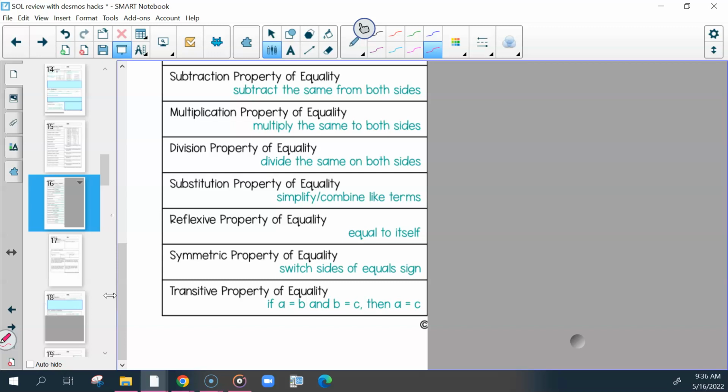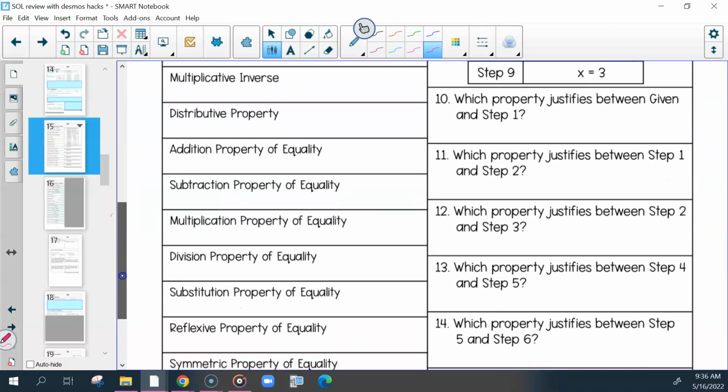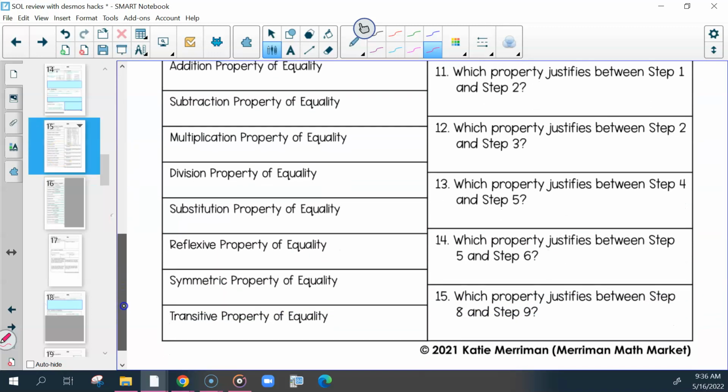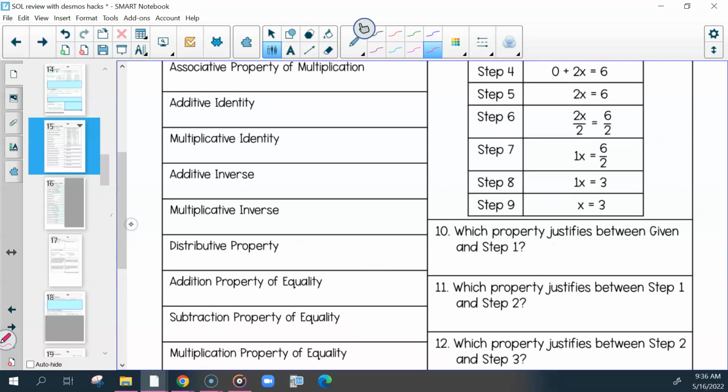Okay, so for this one, you have to use the table with all the steps given to answer numbers 10 through 15. Does anyone need to see answers to any of those? Are the answers posted? Mm-hmm. Can you come with 15? So for 15, which property describes the set between 8 and 9?